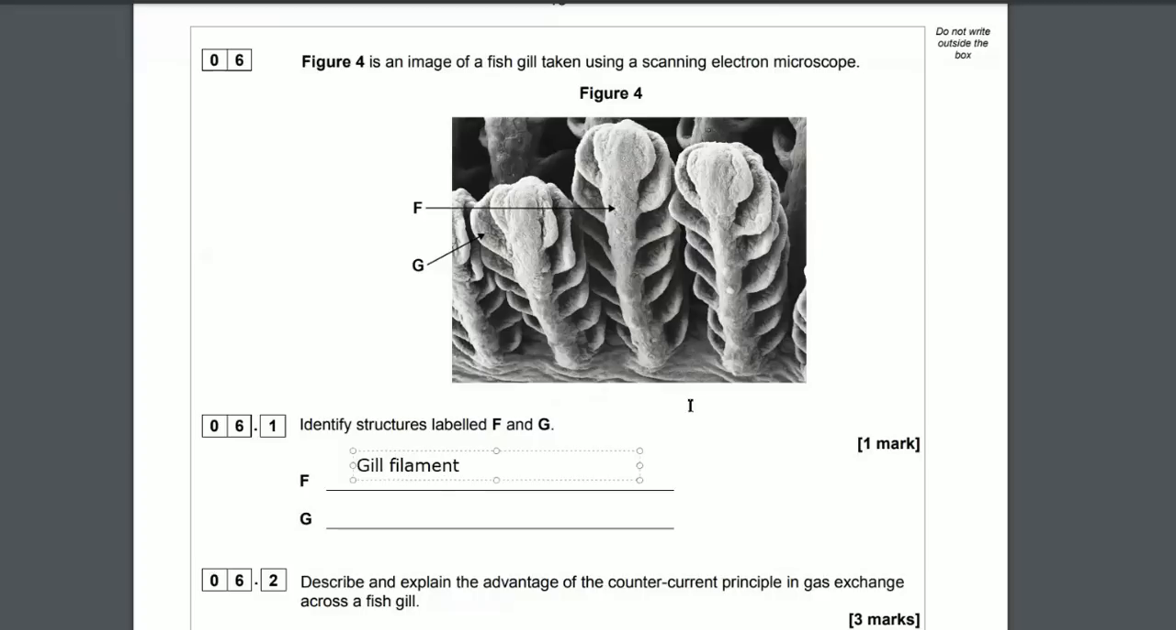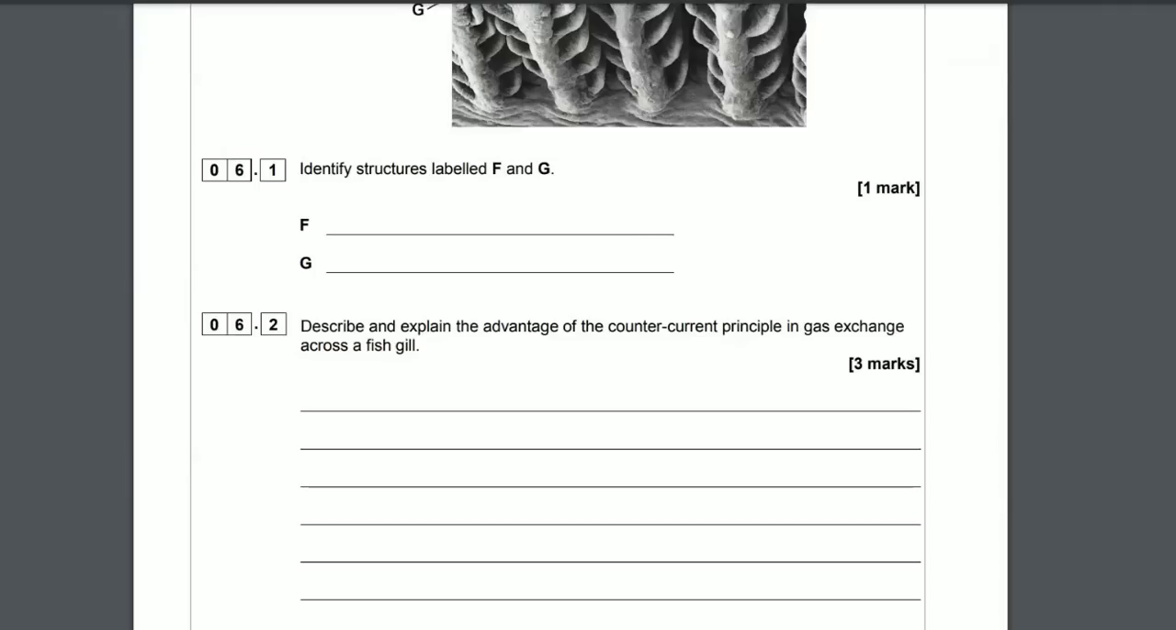So F is gill filament. A common mistake is gill arch. The gill arch is below, down here at the bottom of them, holding all the filaments off of. And G, these stacks are known as lamellae. You can call them gill lamellae. Now you need both answers for 1 mark for this one, so it's a bit brutal.